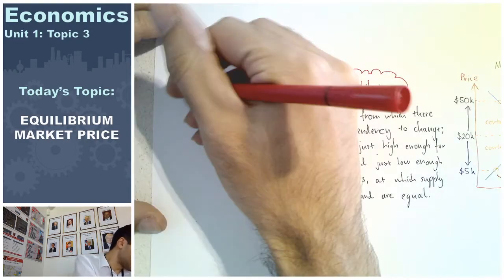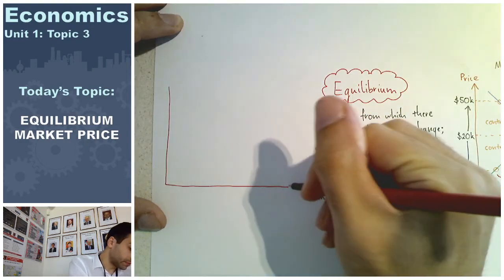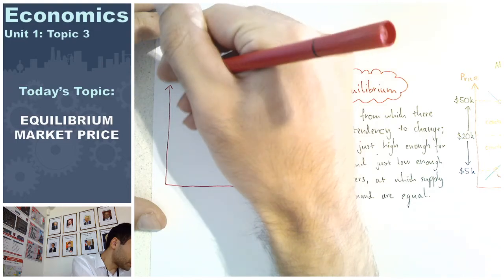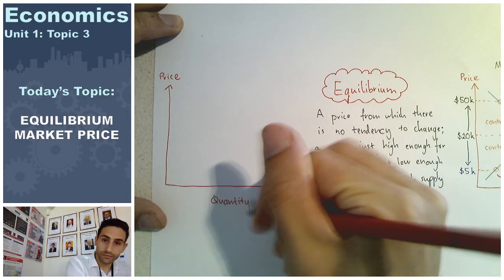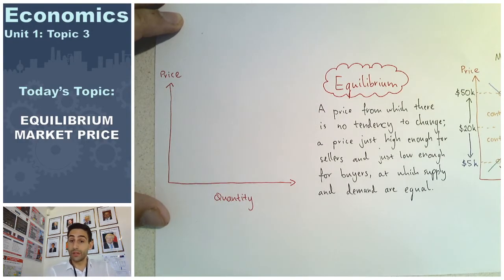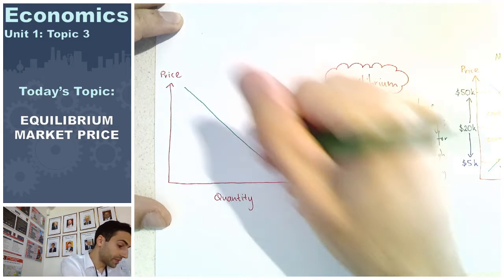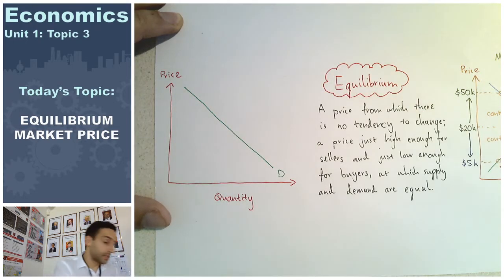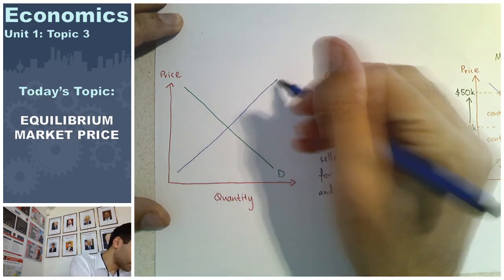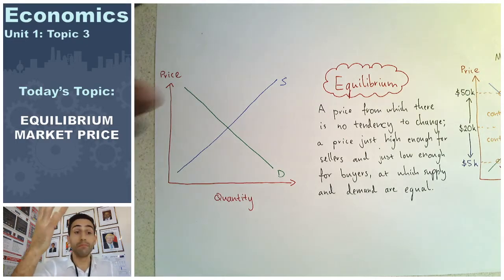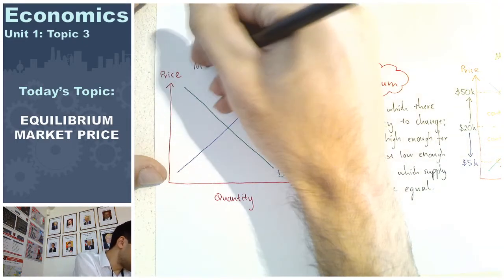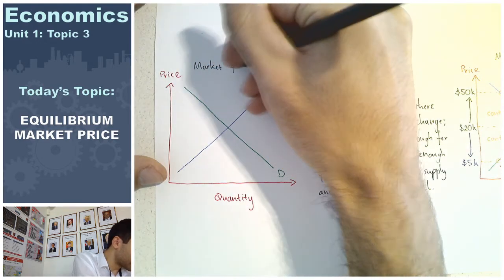I might do it over here. Can you guys see that? Yeah. Let's do a new set of axes. Okay, price, quantity. Alrighty. Let's chuck our demand and supply curves in. Demand and supply. And let's think of a new example. The market for milk.